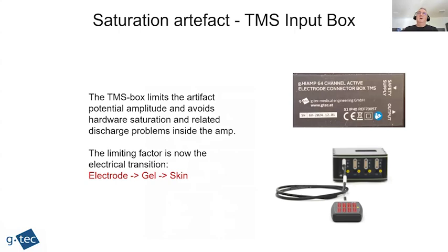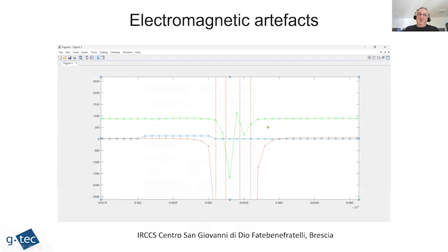So first, about the TMS pulse artifact, we use a specific input box, which is this electrode connector box TMS, which has the limiter circuit in, and which would actually prevent the saturation of the device. And even if we use this kind of box, we can see over here in this very example that we have still very large pulse artifacts.